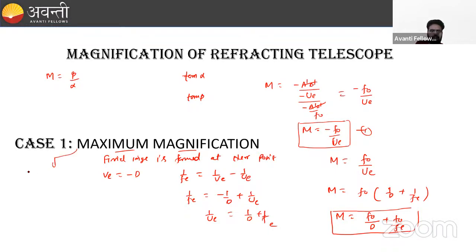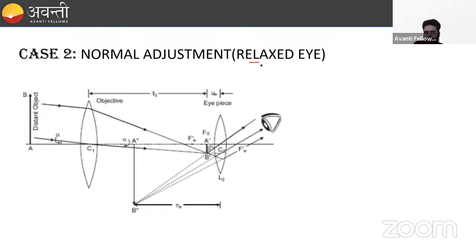This is also called the case of the strained eye, when the final image is formed at the near point. Correct, guys? We have to always remember this formula. Now the case of the relaxed eye: whenever the final image is formed at infinity, this is also known as the normal adjustment. We have to be very careful when normal adjustment is asked. In the case of the compound microscope, simple microscope, or telescope, the meaning of normal adjustment is that the final image is formed at the far point.